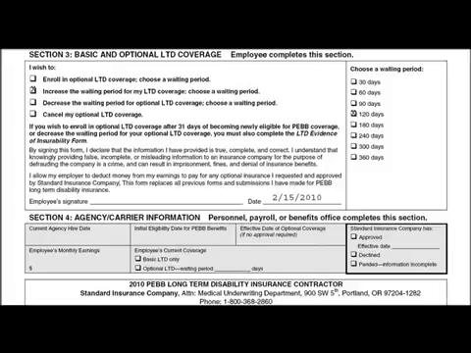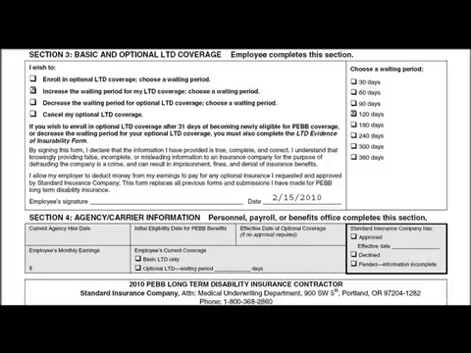If you choose to enroll or to increase or decrease the waiting period, select the checkbox next to your desired waiting period. The choices include 30, 60, 90, 120, 180, 240, 300, or 360 days. Read the attestation. Sign and date the form. Return the form to your personnel, payroll, or benefits office.